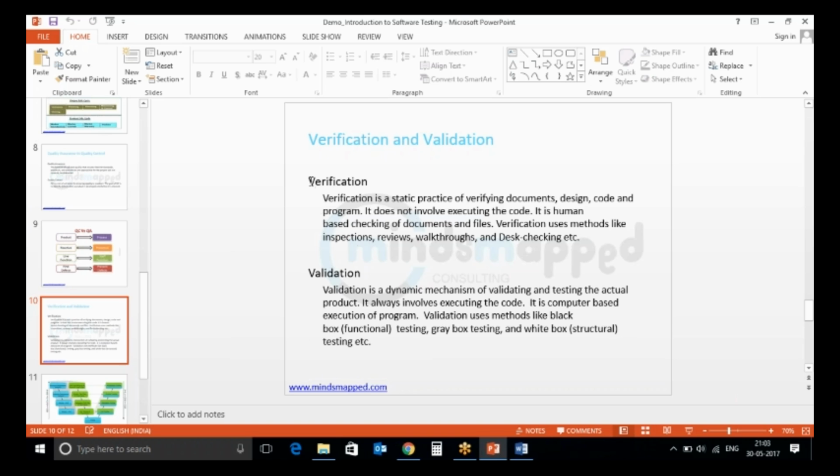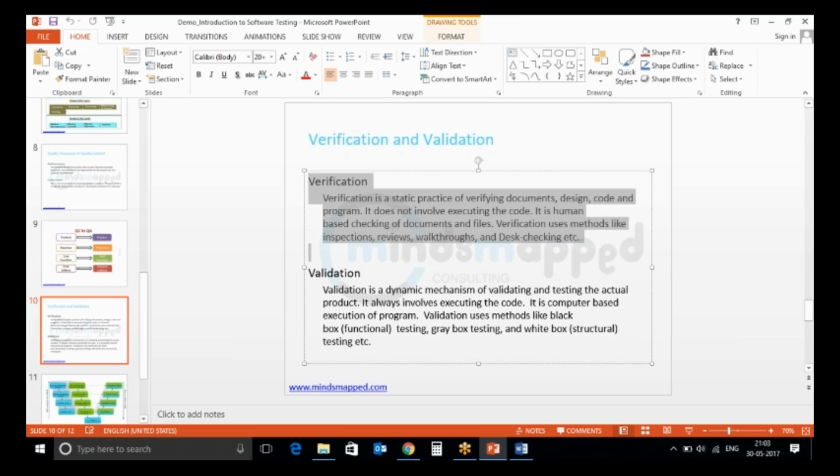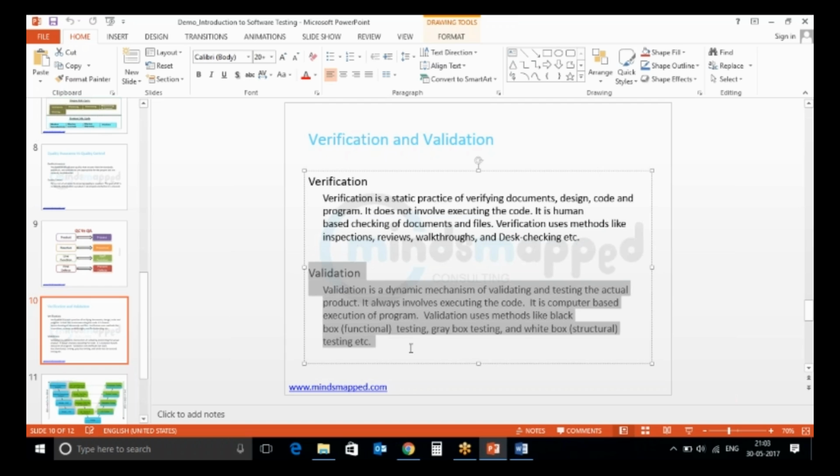So this is nothing but kind of quality assurance, and this is quality control. Whenever you execute the code to find out if there are any defects in the product, that is validation. Whether the product is meeting all the business requirements is validation. And if all the processes are being followed to achieve good quality of the software, that is verification.